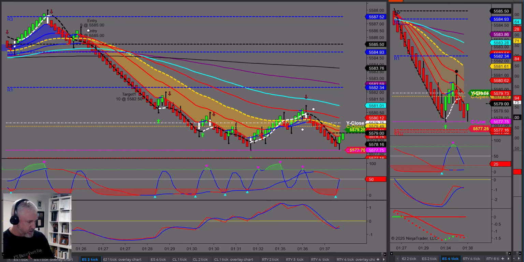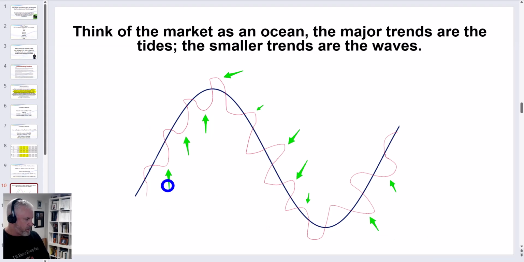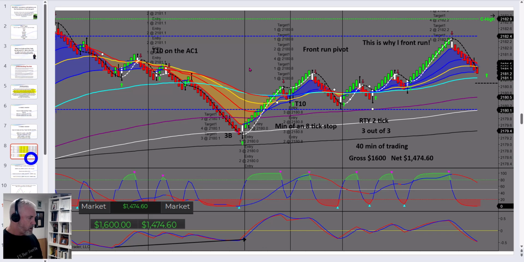So going back to our PowerPoint here, this is exactly what we're looking for. We're looking for these reversals where we get the higher time frame turning and then back in the direction of the trend again. Now what we're going to be looking at is some of my trades here.